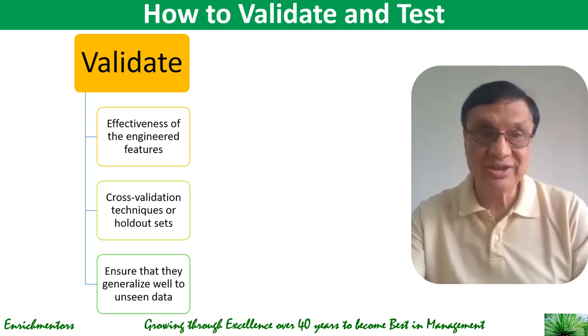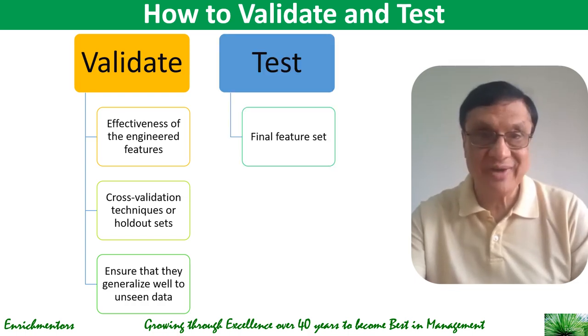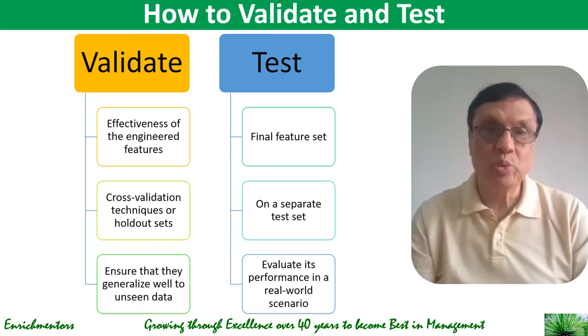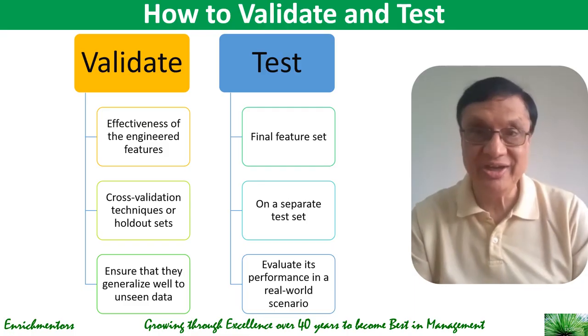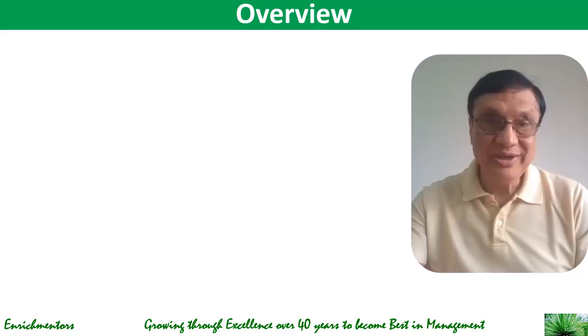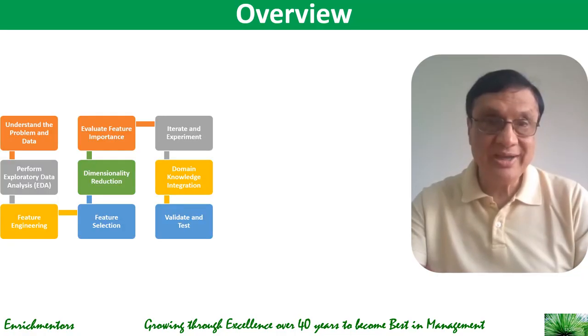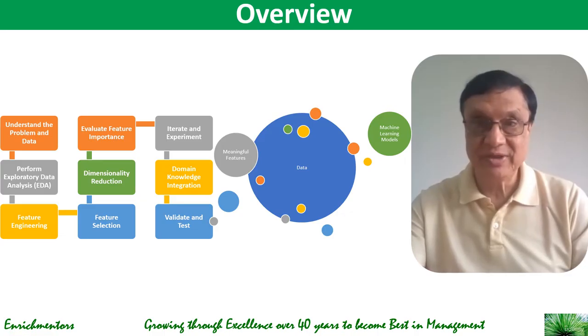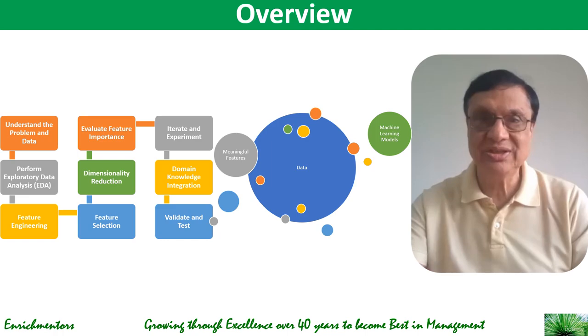Another thing that you can do is to test the final feature set on a separate test set, or to evaluate the performance in a real-world scenario. And that's how you can validate and test. So by following these steps that we saw, you can effectively identify and extract meaningful features from data to improve the performance of the machine learning model, ultimately enhancing the predictive accuracy and robustness of various applications.